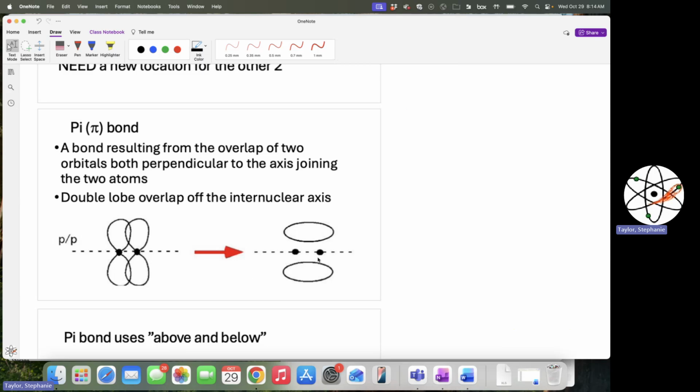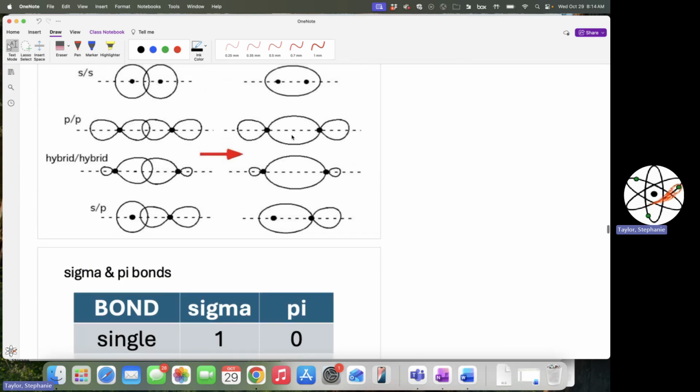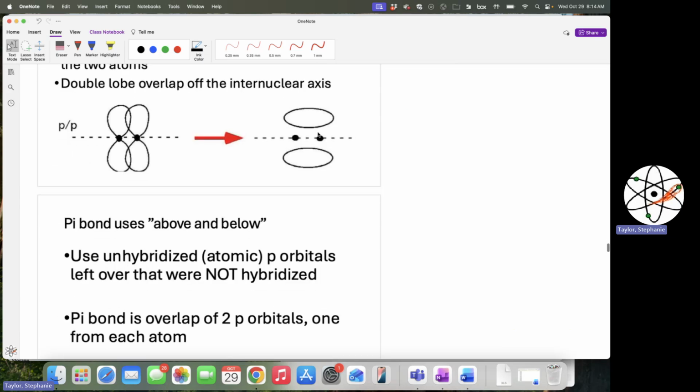The thing is, though, because we already had those lovely sigma bonds, those sigma bonds are already taking up the space in between the two nuclei. So those dots I have are the nuclei of the atoms, and my sigma bond is already taking up all of the space right in between them. So a pi bond has to have a new space. And that's where my pi bond basically goes above and below.